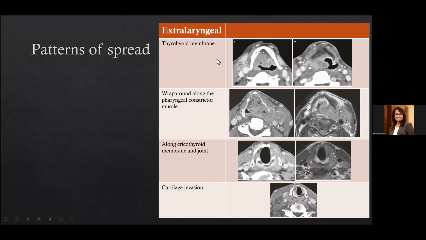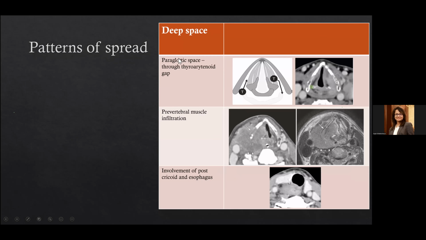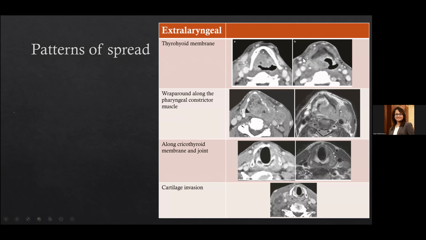Next is the extralaryngeal extension that can happen across the thyroid membrane, as I already told in this case, through the membrane. It can happen along the wraparound around the pharyngeal constrictor muscle. Like it is extending in the thyroarytenoid gap, it may go along the pharyngeal constrictor muscle, wrap around the posterior aspect of the thyroid cartilage and show an extralaryngeal extension.